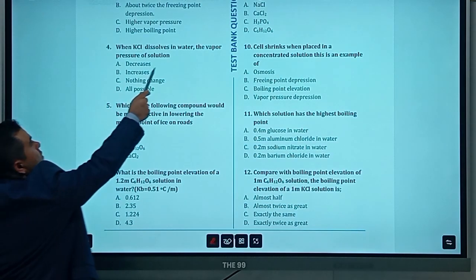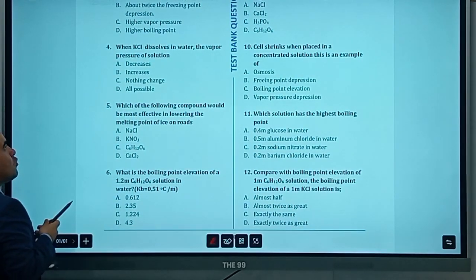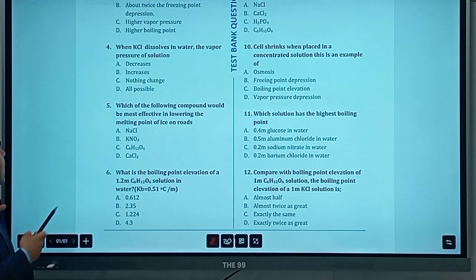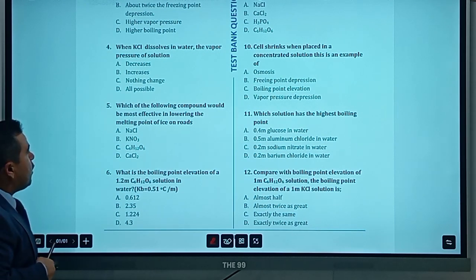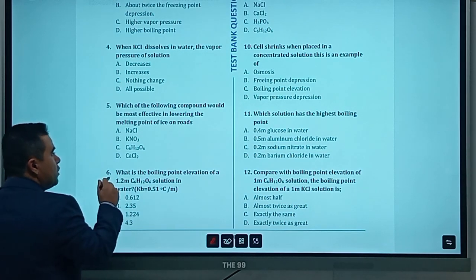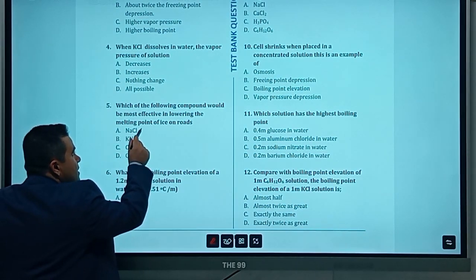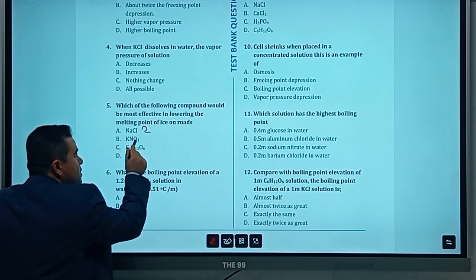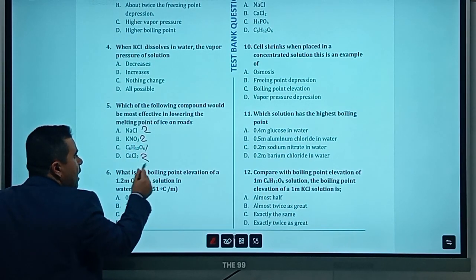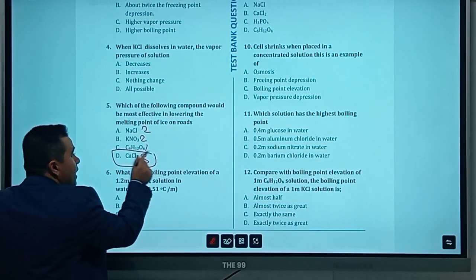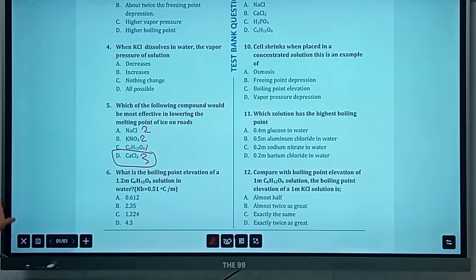The KCl dissolves in water. The vapor pressure of a solution, of course, decreases, guys. Which of the following compounds will be most effective in lowering the melting point of ice on rollers? This has got 2 ion factors, 1 ion factor, 3 ion factors. The one with the higher ion factor has higher effects, guys.